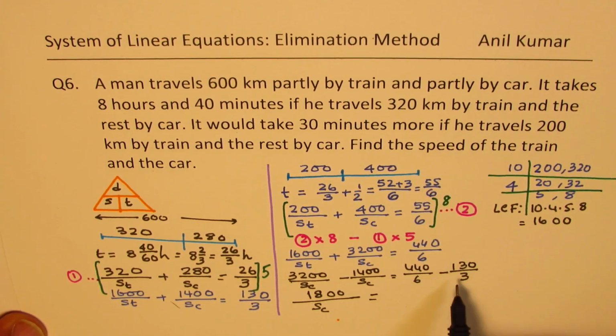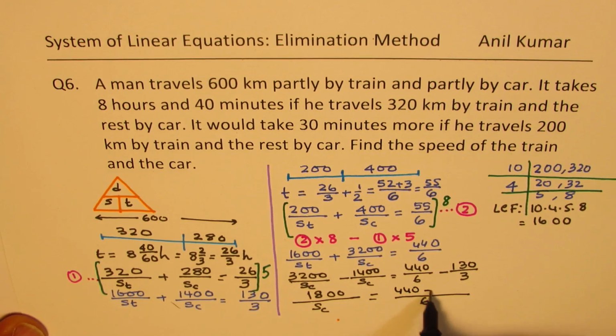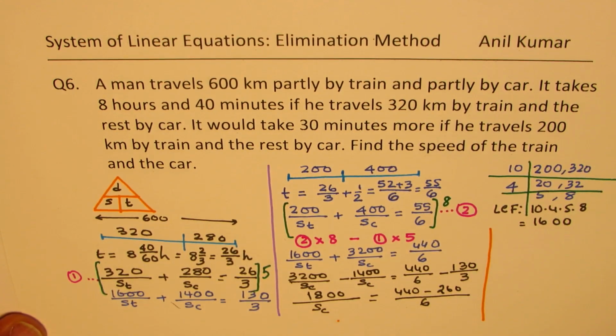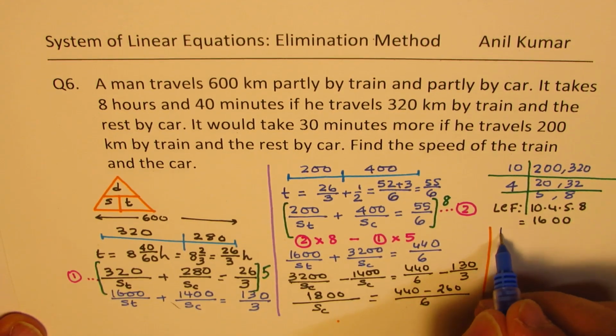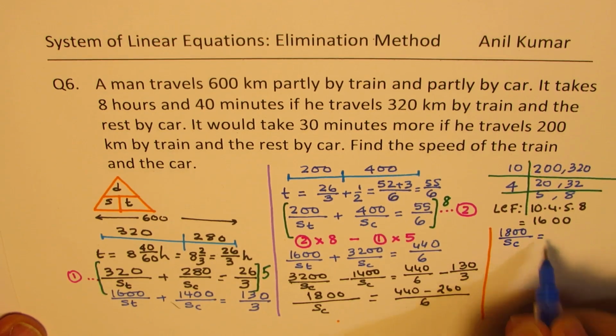On this side, now what we need to do is multiply this by 2, right? So what we get here, common denominator 6, 440 minus 2 times this is 260. Correct? So let's do this math now. So what we get here is 1800 over speed of car equals 2.